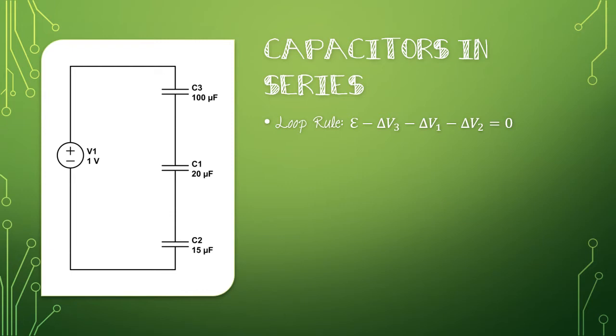If I were making a loop around this circuit, I would start by going through the battery, and I've assigned this battery an EMF of E, and I'm going to go clockwise around my circuit. Therefore, this would be a positive EMF. When I'm thinking about a capacitor, just as I do with a resistor, I want to think about which side of my capacitor would be positive and which side would be negative.